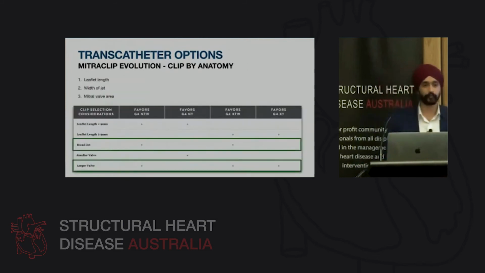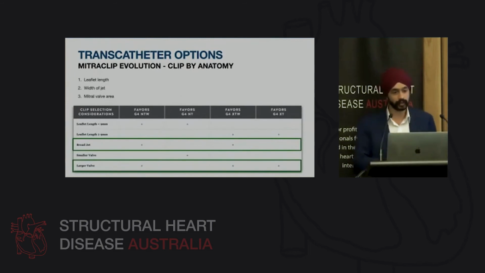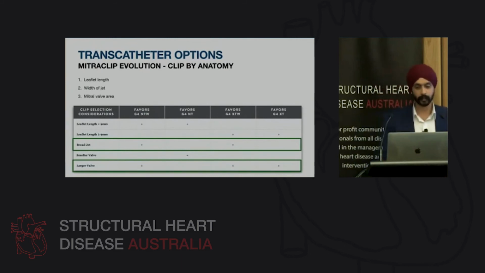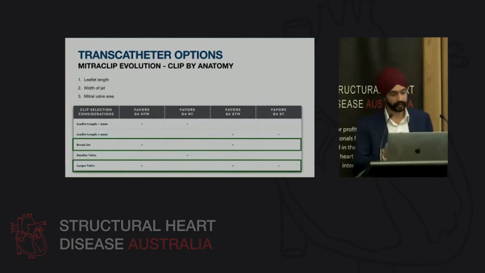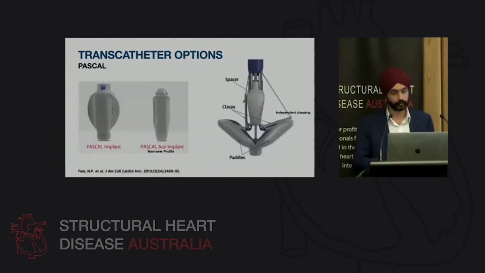So now that we have these 4 types of valves that are going to be available to us shortly, what does that mean? Well, it means that you optimize the clip as per the patient's anatomy. So what do you look at? You look at the leaflet length, you look at the width of the jet, and you look at the mitral valve area. For the wide clips, you'd be looking at broader jets and larger valves. And ideally, it will allow you to treat more patients with a single mitral clip, as opposed to needing multiple clips, although you can definitely still use multiple clips.